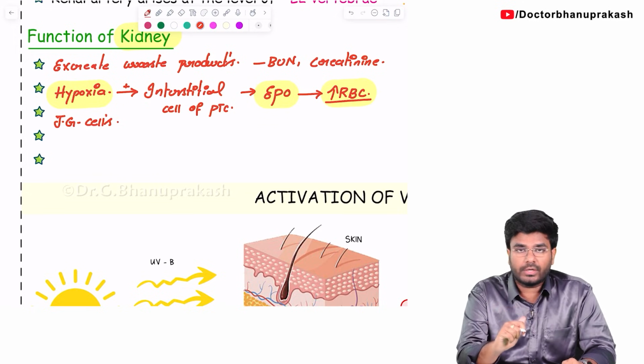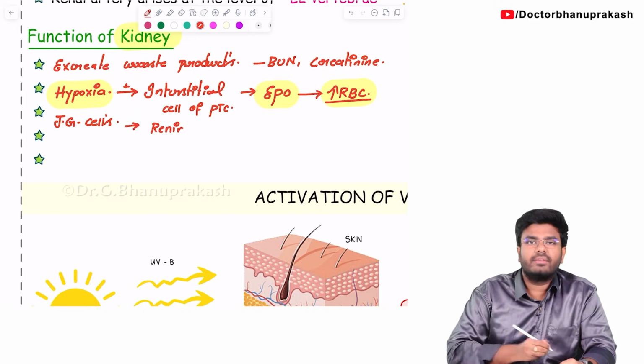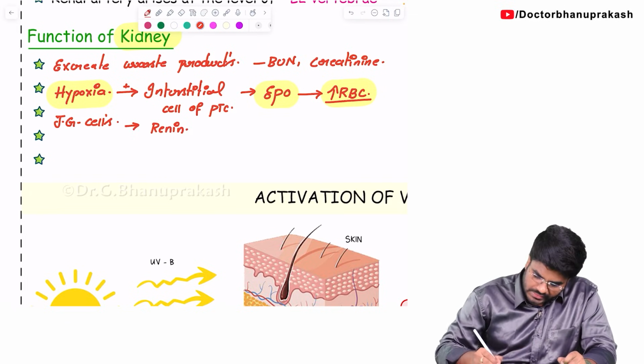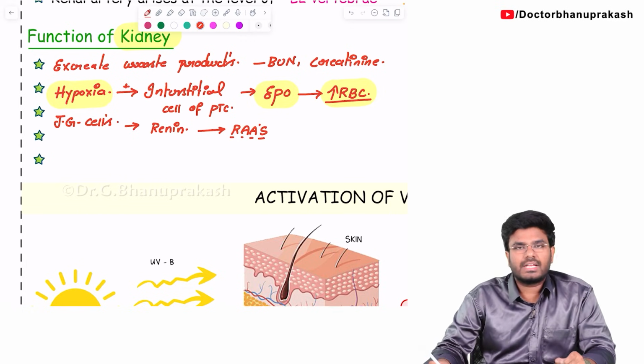Okay, histology is also very important. The JG cells will release an enzyme called renin. Now what will this renin do? Renin helps in the activation of the RAAS pathway. Renin, angiotensin, aldosterone system, RAAS pathway.